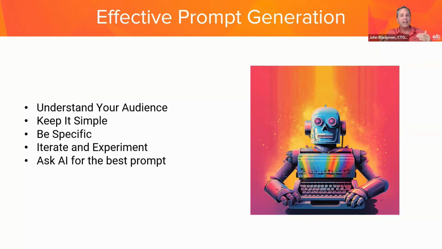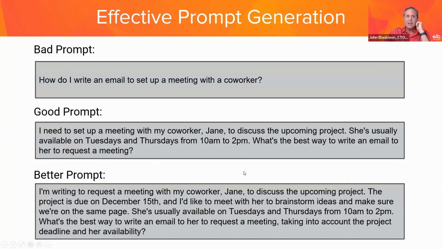So if you have been iterating, if you have been experimenting with these AIs and experimenting with the prompt and it tells you what you want, ask AI what the best prompt would have been to get that in the first place. And it will tell you. So AI can help you out with prompting. So let's look at some effective prompt generation.